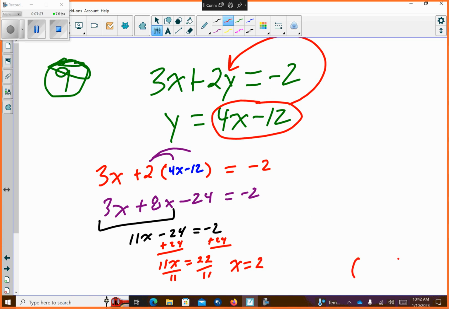Agree? Is the problem done? What should I do with that 2? Yeah, I actually plug it into either of them. But which of those looks easier, the top or the bottom? Bottom, because what letter am I solving for? Y. So I get y equals 4. There was x there. X is no longer there, so what's going to go there? 2.